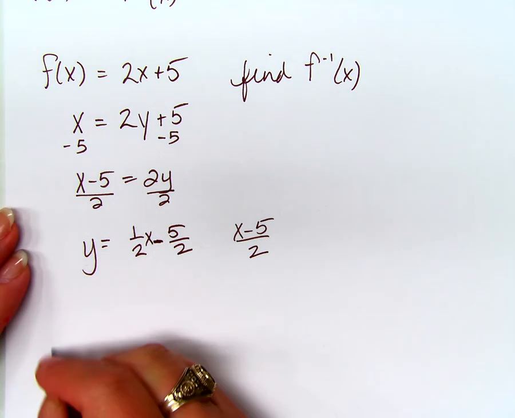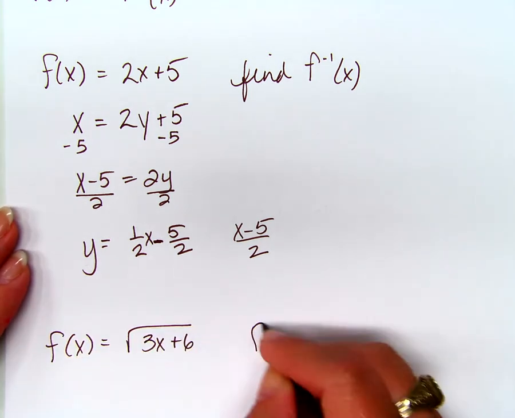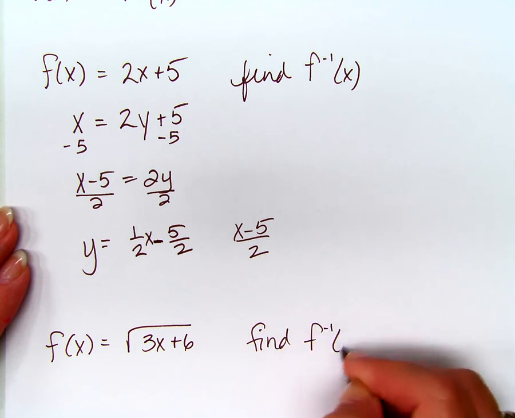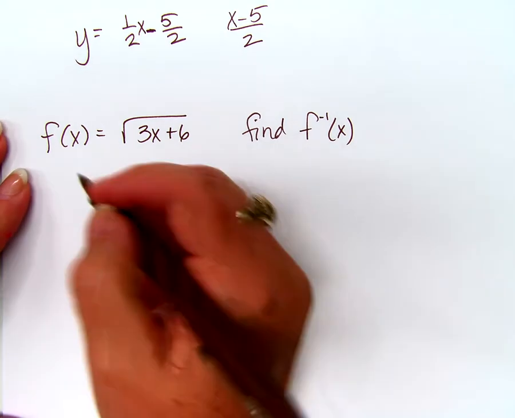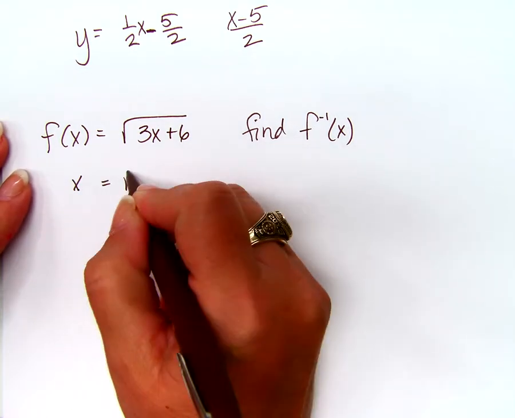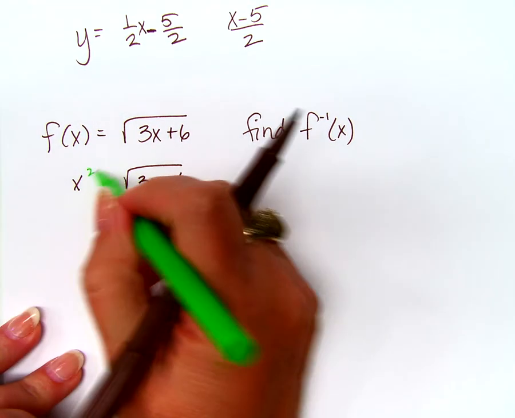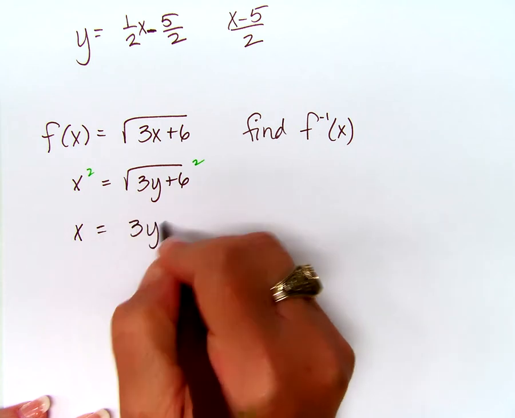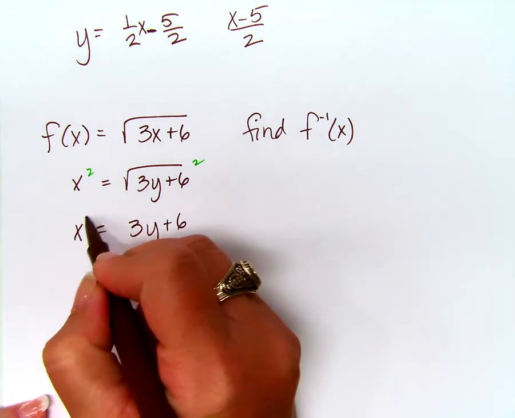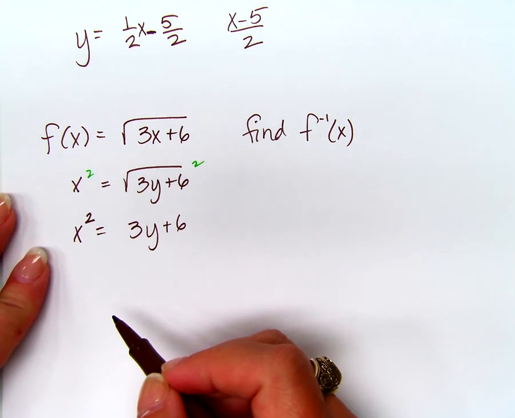What about f of x equals the square root of 3x plus 6? Find f negative 1 of x, or find the inverse of x. How do we go about that? How do you undo a square root? So x equals the square root of 3y plus 6. So by squaring both sides, I get x squared equals 3y plus 6. Except I didn't write the squared. I said it. I think I said it. We'll pretend I said it.